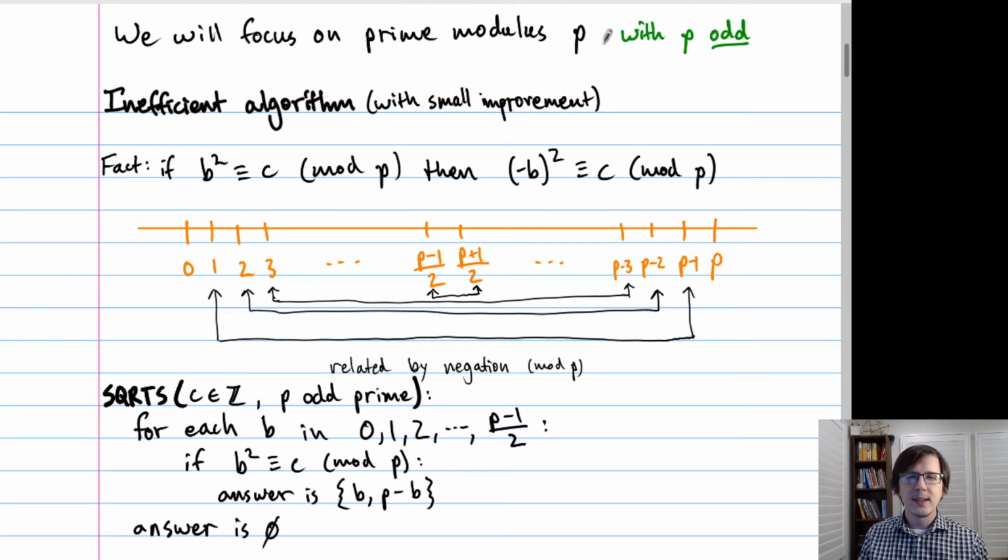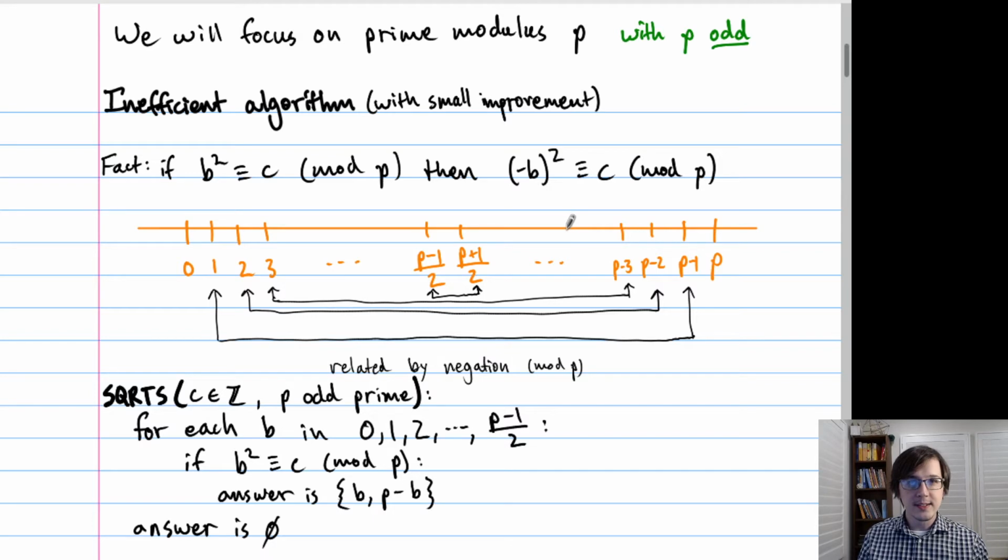Also, we're going to focus on odd primes, because when p is 2, this whole problem is trivial. 0 and 1 both have square roots. So we'll focus on odd primes.